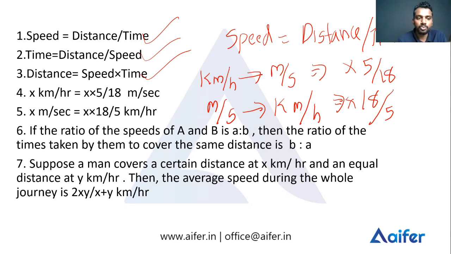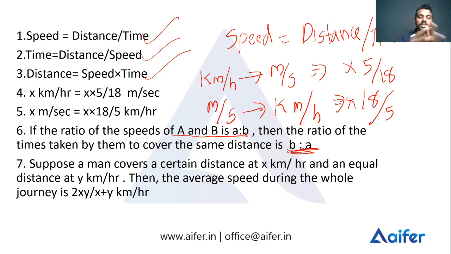Then there is another basic concept that you can see on the screen. If the ratio of the speeds of A and B is A is to B, then the ratio of the time taken by them to cover the same distance will be B is to A. So that's our next point.